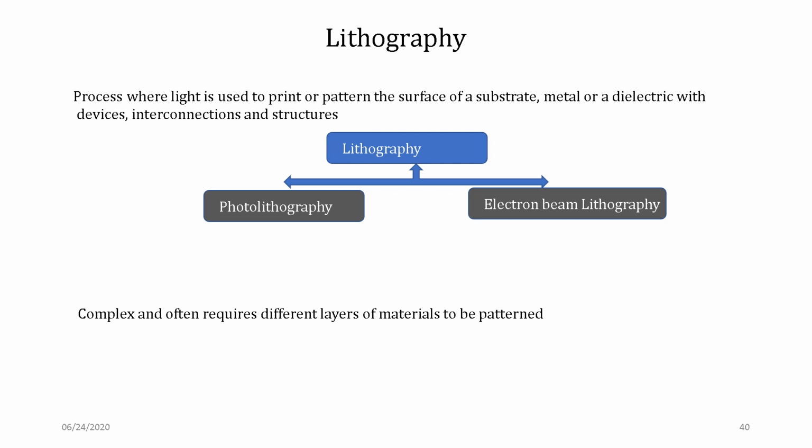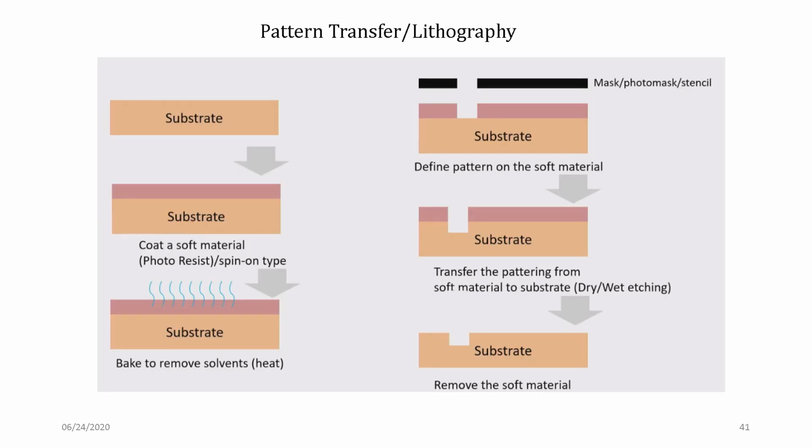And it's usually complex and requires different layers of materials to be patterned. The typical transfer happens like this. Initially you have a substrate and then you are coating a photosensitive material on top of the substrate. This is where spin coating comes, which we have not discussed in the thin film deposition. We make sure that the spin coating is perfect, that the resist is coated uniformly across the substrate, and then it has to be baked to remove the extra solvents.